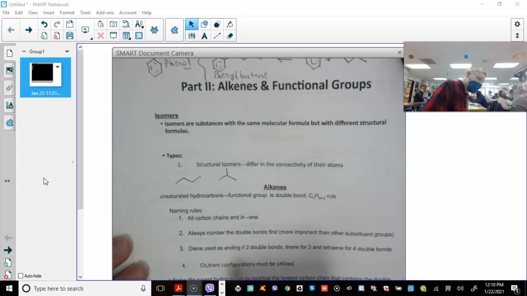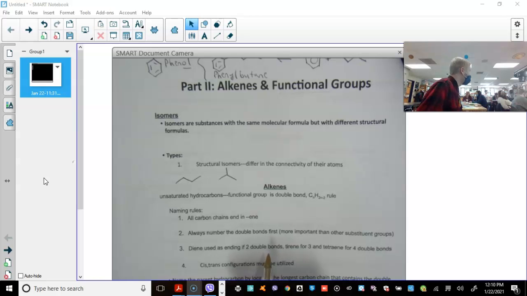Is it definitely going to be on part one? It's going to be on single bonds, double bonds. It's alkanes, alkenes, alkynes. That's why we're going to do it on Tuesday.